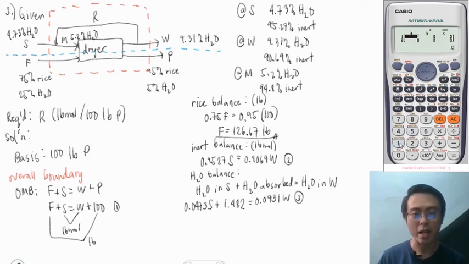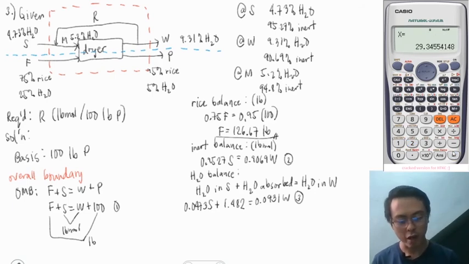Let's let S as X and W as Y. The coefficients are 0.9527, negative 0.9069, and 0. Second equation, 0.0473, negative 0.0931. The constant is negative 1.482.